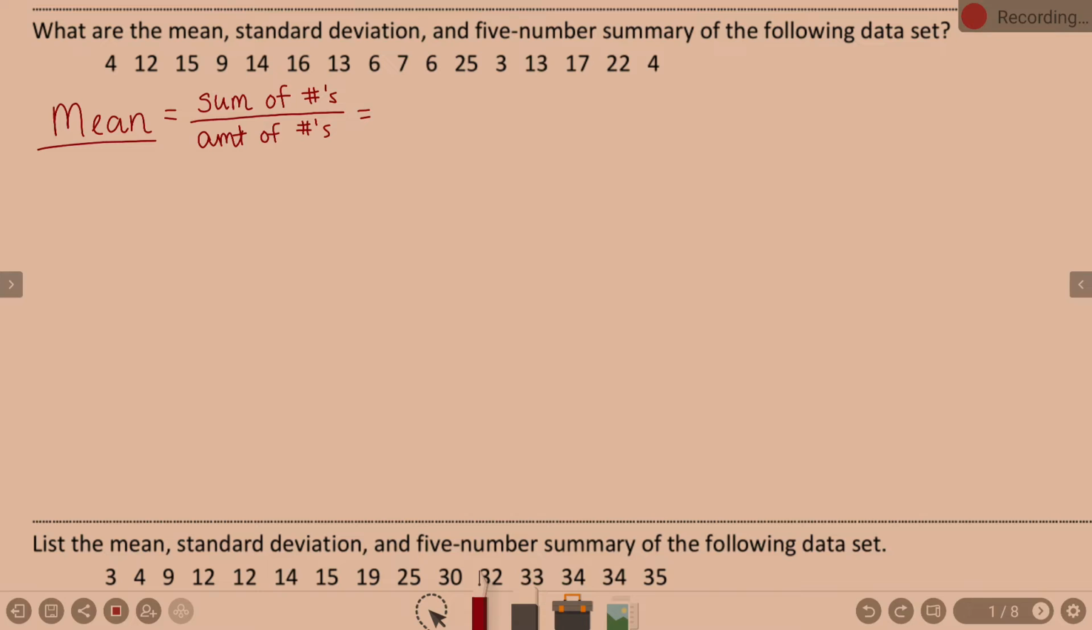Figure out what they total. Figure out how many numbers there are to divide by. And then find your mean.